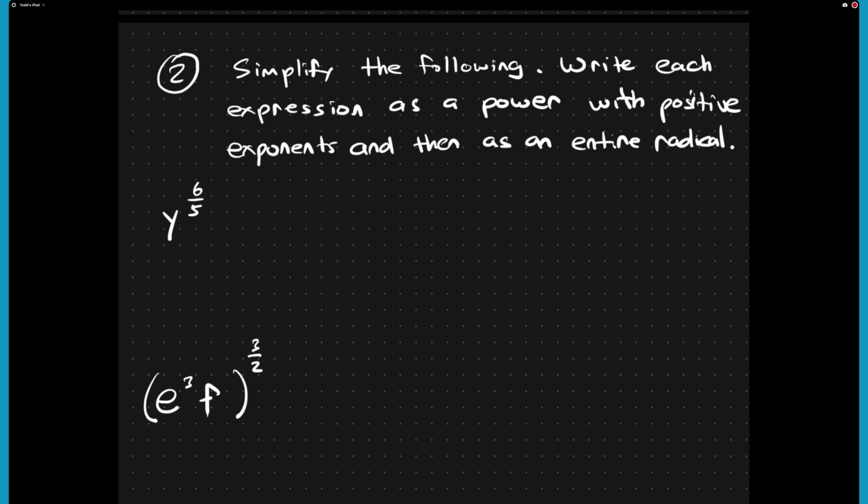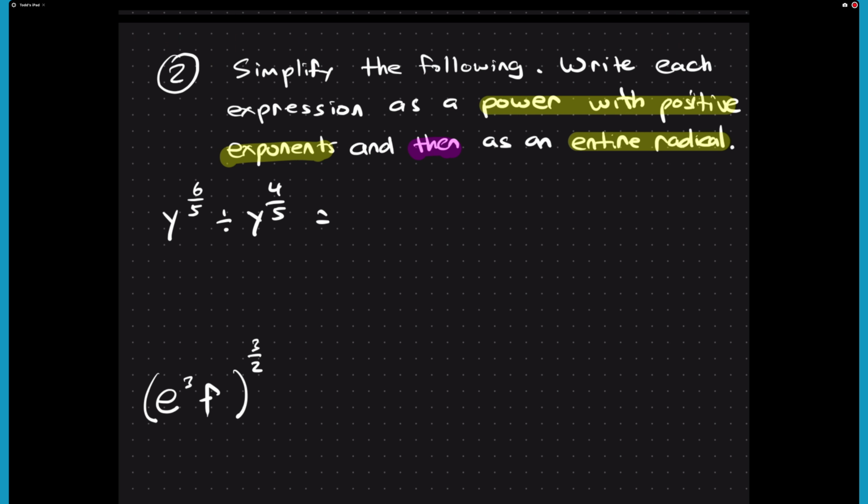All right, well, let's move on to question number 2, and it states, simplify the following. Write each expression as a power and make sure it has a positive exponent, and then do it again and represent it as an entire radical. Okay, so let's do the first example, y raised to the power of 6 over 5. Sorry, I forgot part of this. It's going to be divided by y raised to the power of 4 over 5.